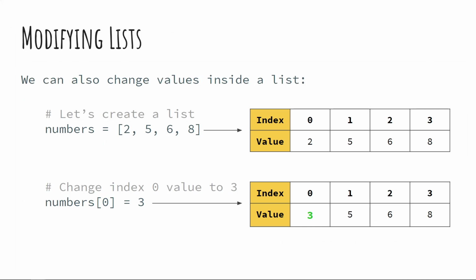We can also change the values that are already in the list. So you can see here we've created a list numbers, and that contains 2, 5, 6, 8. Then we can change what's stored at index 0 to be 3 instead. So that would change it to be 3, 5, 6, 8. And that looks like numbers at 0 equals 3.